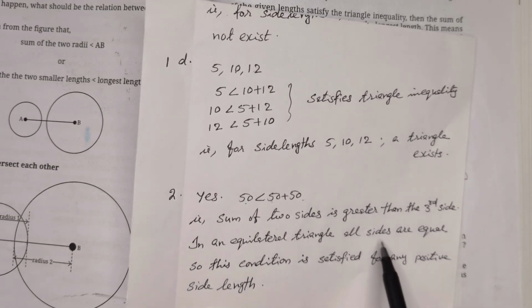So in an equilateral triangle, all sides are equal, which means this condition is satisfied for any positive side length, any number. We can draw the equilateral triangle with the same measurement. All three sides are equal.